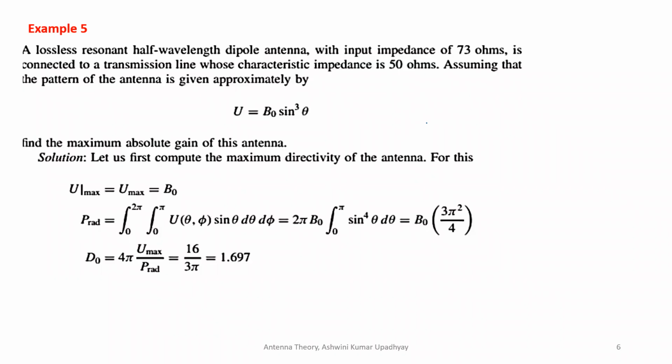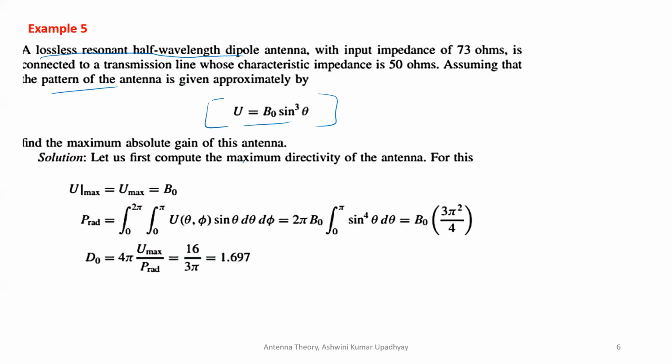Now let us see one more example, the last example, where the radiation pattern of an antenna is given like this. So this is basically the radiation intensity, and we have to find the maximum absolute gain of this antenna. It is also written that it is a lossless resonant half wave dipole antenna, which means that there will be no power loss inside the antenna. Whatever power is fed to the antenna, it will be radiated.